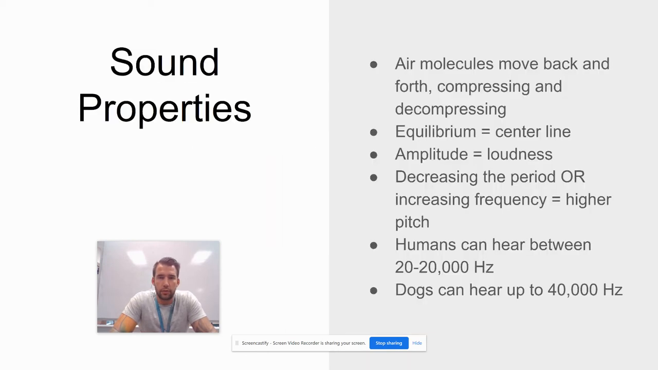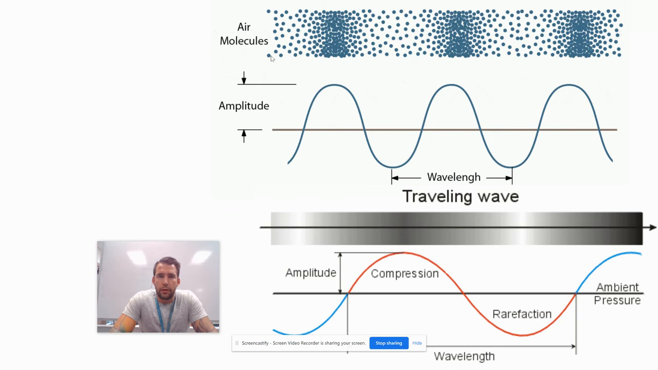So sound waves. If I take a look at a sound wave, I'll actually come back to this slide, but if I look at the air molecules, this is one air molecule. And if I were to watch it move, it would go back and forth, back and forth. It would not travel all the way down the wave. This is our waveform here.